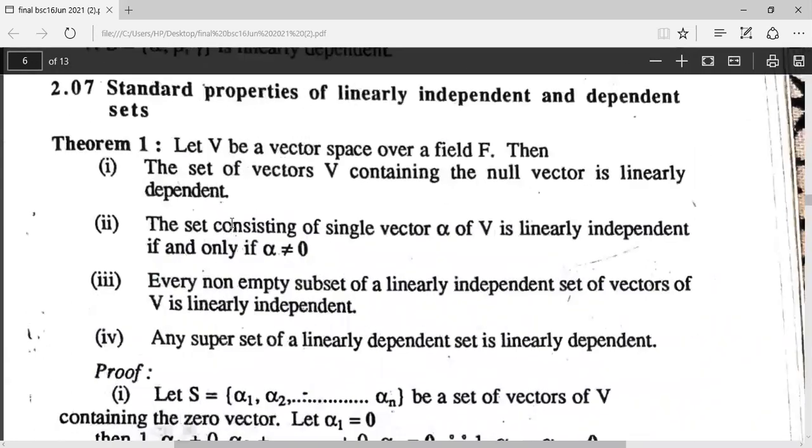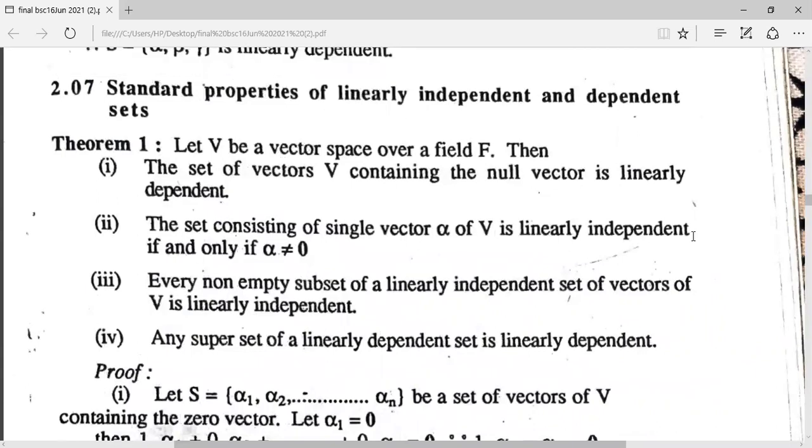Now, the second one: the set consisting of a single vector alpha of V is linearly independent if and only if alpha is not equal to 0. If a set has only one vector, say alpha, then the set is linearly independent provided alpha is not equal to 0.